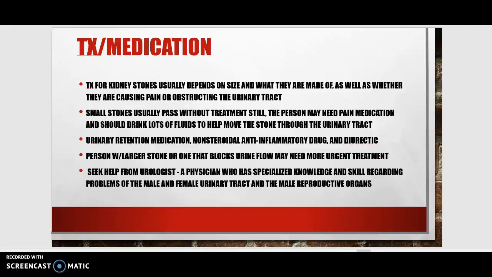And people should also drink lots of fluids to help flush and move the stones through the urinary tract and out of your body in your urine. Urinary retention medications, non-steroidal anti-inflammatory drugs, or diuretics may be given. Persons with larger stones or one that blocks urinary flow may need more urgent treatment.